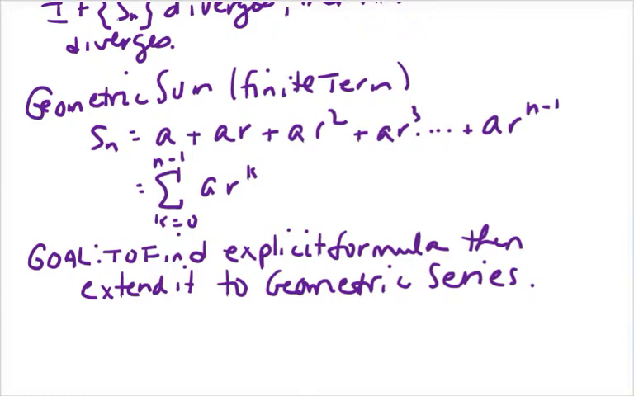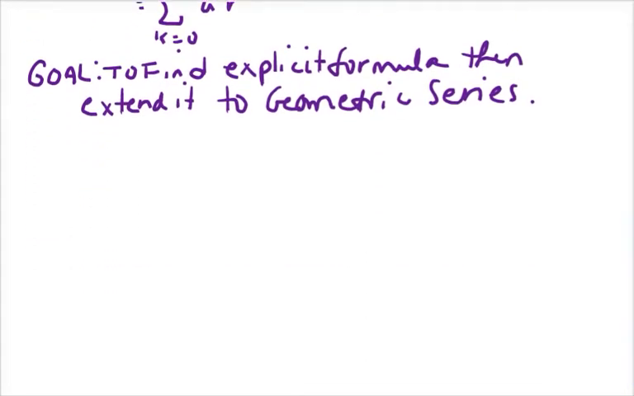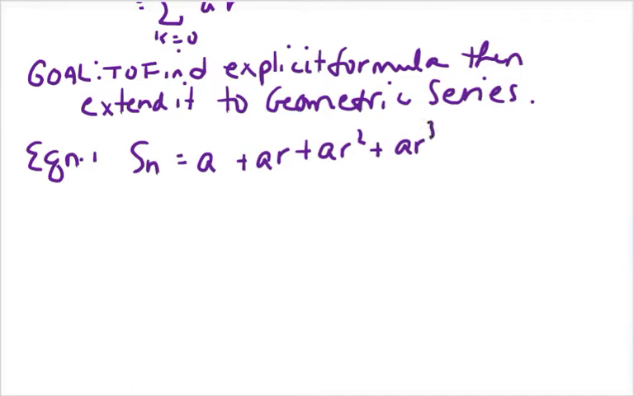Okay, so what does that algebra look like? This is actually proving a formula. We'll do a little bit here. So the algebra for the formula of the geometric sums is going to look like this. Your first equation is your partial sum for the geometric, which is A plus AR plus AR squared plus AR cubed on out to AR to the n minus 1.